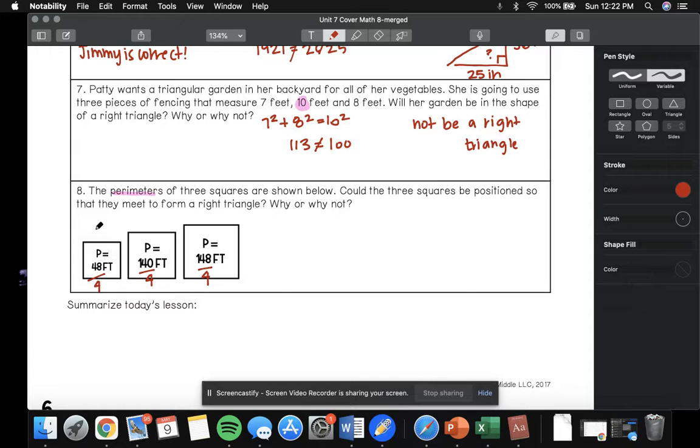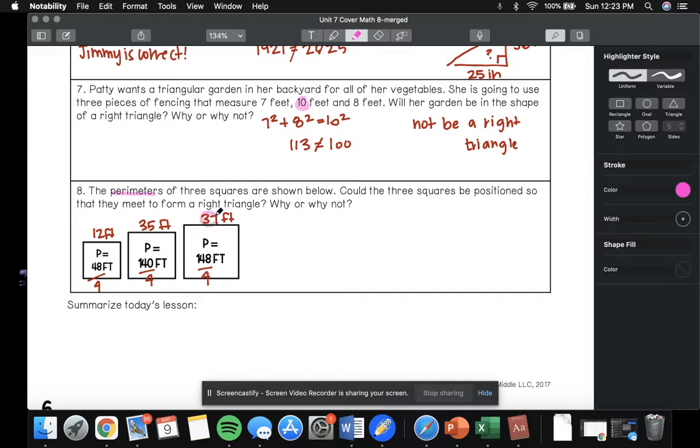So for this one, the side is 12 feet. Okay, 140 divided by 4 is 35, so this one is 35 feet. And then 148 divided by 4 would be 37 feet. So that is how long each side length is. It has a perimeter of 148, but each side is 37.